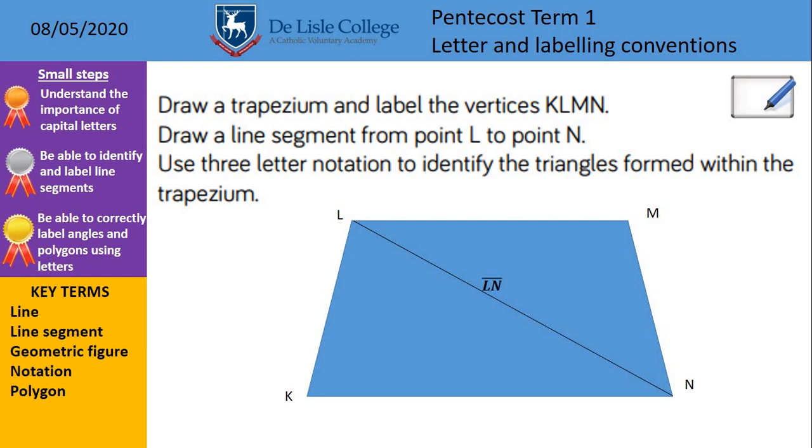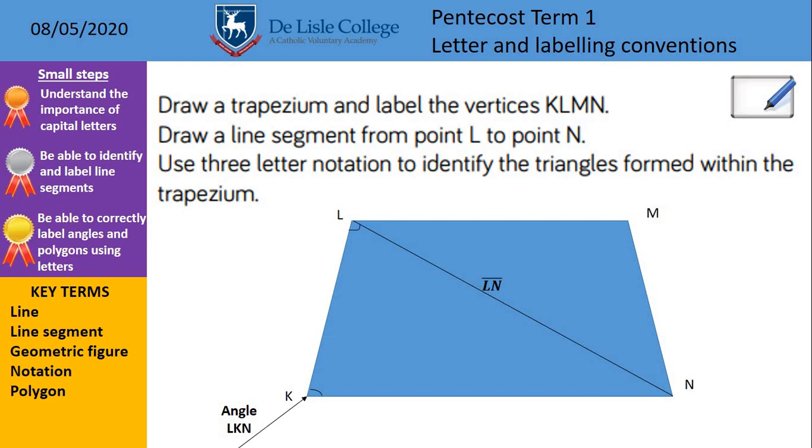And then we use 3-letter notation to identify the triangles formed within the trapezium. Okay, so we could have the triangle LKN, or we could have the triangle LMN. And what I've also done on this one, just as a little bit of a bonus, is I have in fact labelled some angles.